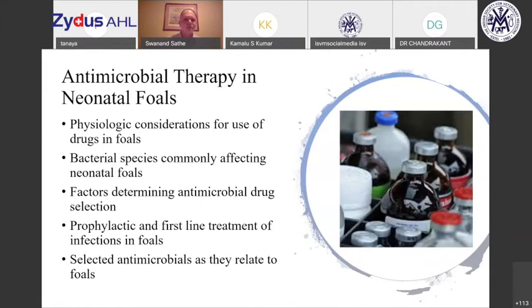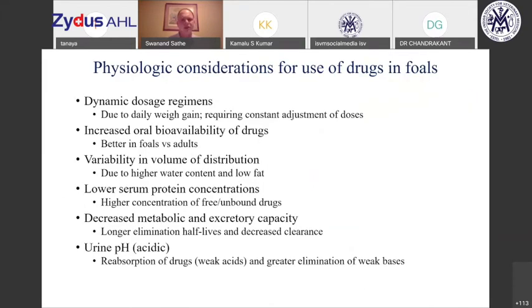So that's again a topic of discussion, and then we'll discuss some brief antibiotics that are most commonly used in neonatal foals. There are certain physiologic considerations that you need to keep in mind. For example, the dynamic dose regime. Essentially, it means that foals gain body weight every single day. They may gain up to 1 kilogram of body weight. When you're using drugs like aminoglycosides in foals, you need to account for the change in body weight and adjust your dose regimes accordingly. Otherwise, you can risk antimicrobial toxicity.